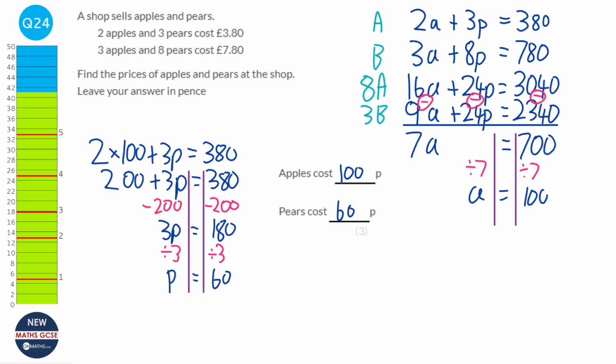Now we can check this by using the other equation there. So 3 times 100 is 300, plus 8 lots of 60 is going to be, what's that, 480? So it's going to be 780. So we know that we've got it right.